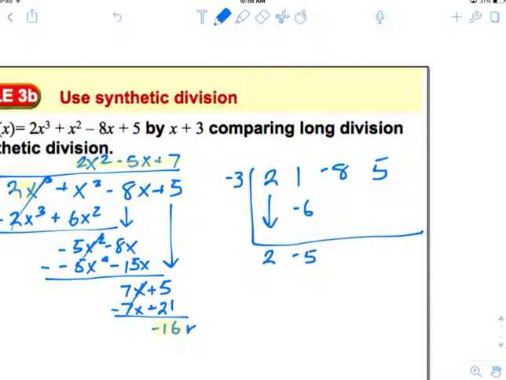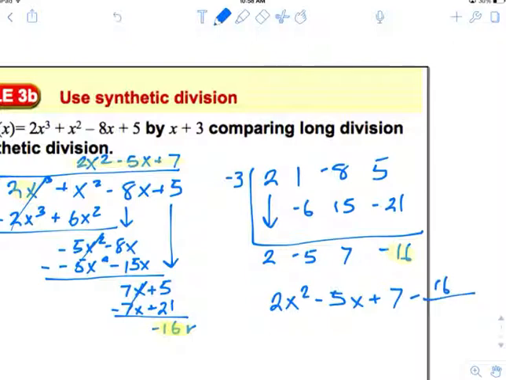Negative 3 times negative 5 is positive 15. Add again. Negative 8 plus 15 is 7. Negative 3 times 7 is negative 21. 5 plus negative 21 is negative 16. Now, as you see, I already have the same remainder, which is great. And when I look at my problem, I'm going to fill in those coefficients as necessary. So 2x squared minus 5x plus 7, and then minus, it's a negative, my remainder, which is 16 over x plus 3.